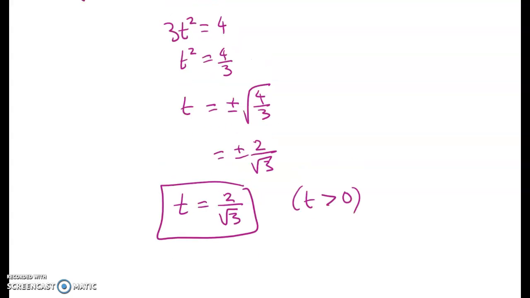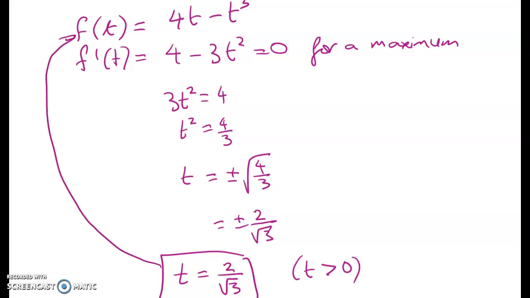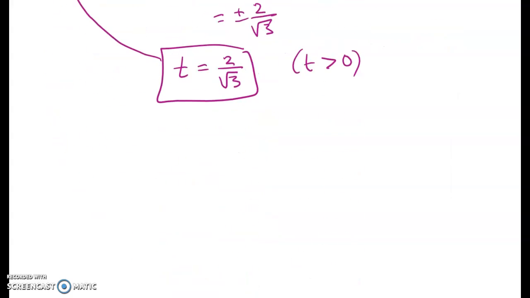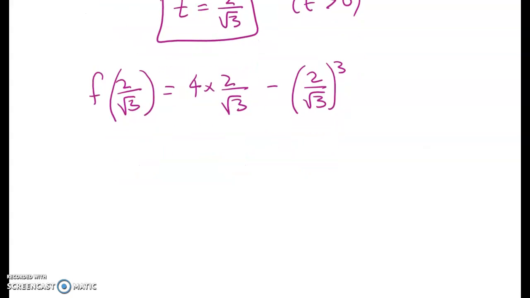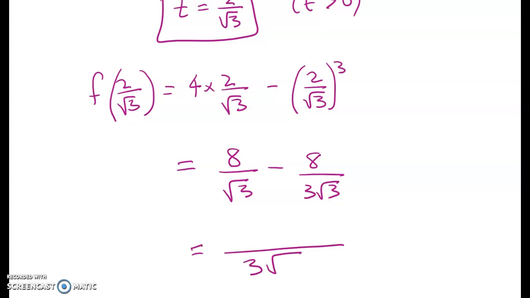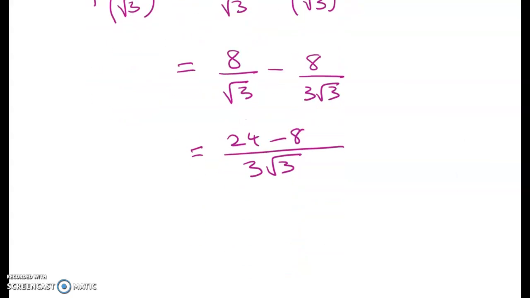And now we need to take this and substitute it back in to my expression for the distance. Giving me 4 times 2 over root 3 minus 2 over root 3 cubed. And we're going to get an exact value for this. This is nice surds practice. So we've got 8 over root 3 minus 8 over 3 root 3. Getting a common denominator gives me 3 root 3 here. 24 take away 8, which equals 16 over 3 root 3.